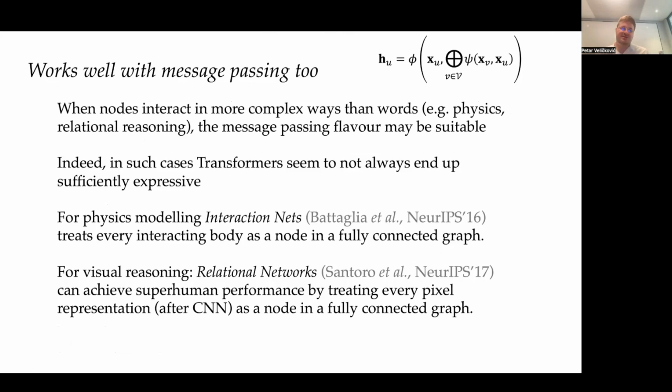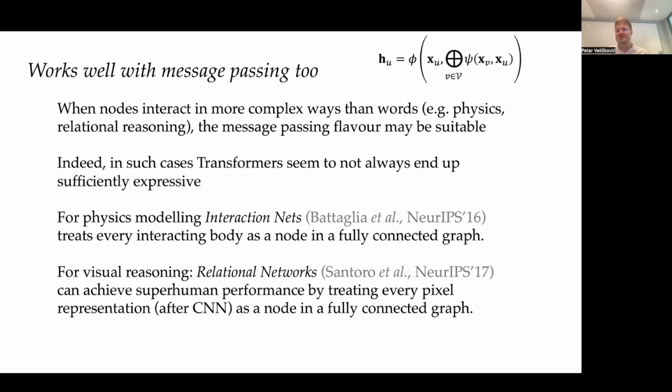And actually, in such cases, transformers often do not end up sufficiently expressive. It's actually one of the rare scenarios where transformers are not state-of-the-art. So for some examples, in physics modeling, interaction networks were one of the pioneering works that treat every interacting body as a node in a fully connected graph.